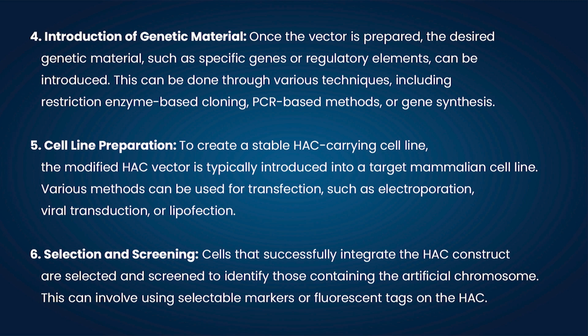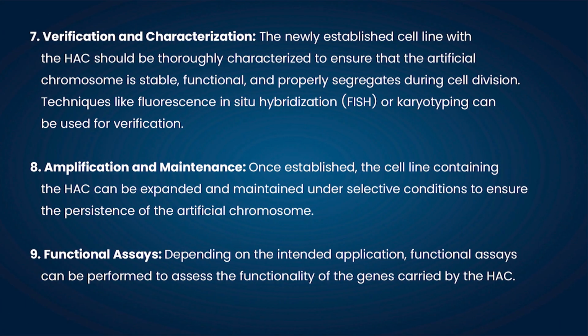After the cell line has been prepared, the next step is selection and screening. Cells that successfully integrate the HAC construct are selected and screened to identify those containing the artificial chromosomes. This can involve using selectable markers or fluorescent tags on the HACs. So, you can use fluorescent tags or any selectable marker to select the cells which have successfully integrated the HAC vectors inside them.